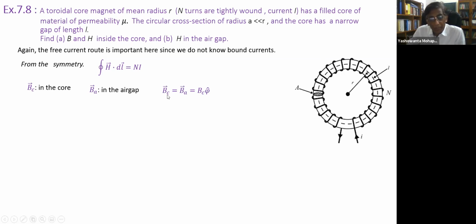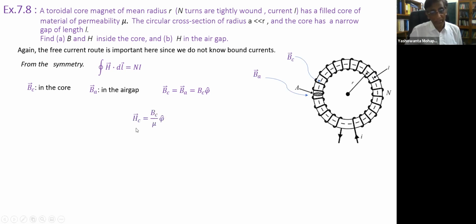So the magnetic field in the core will be the same as the magnetic field in the air in this configuration. And the magnetic field is of course in the phi direction here. The current is going like that, and the magnetic field is turning around this in the phi direction. So this is BC and this is BA in the air gap.